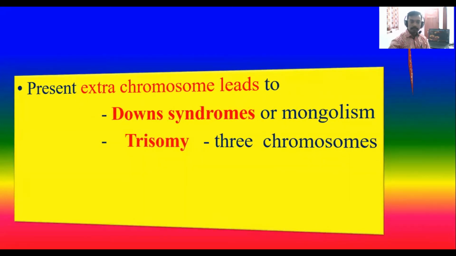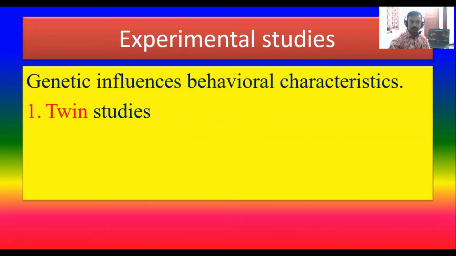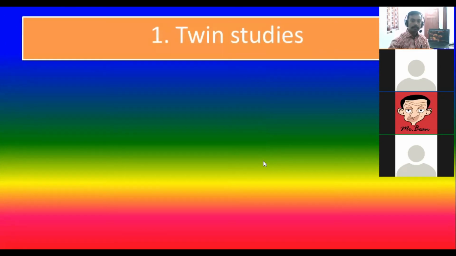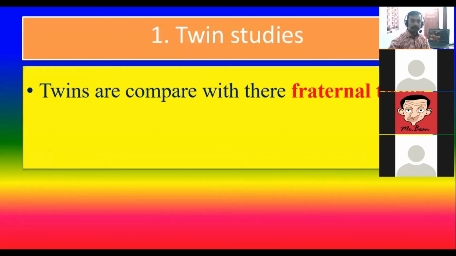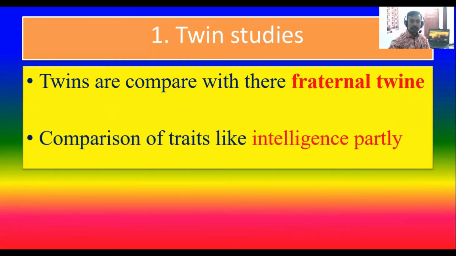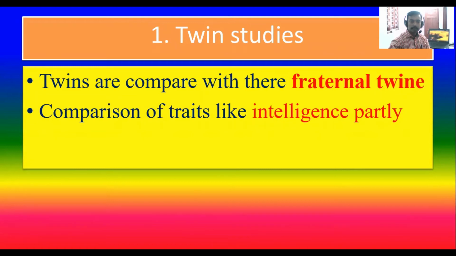Then experimental studies of genetic influence on behavioral characteristics. First study, twin study. Second, selective breeding. Third one, inbreeding. Twin studies say that, look at this, identical twins are compared with their fraternal twins, comparing traits and behaviors.